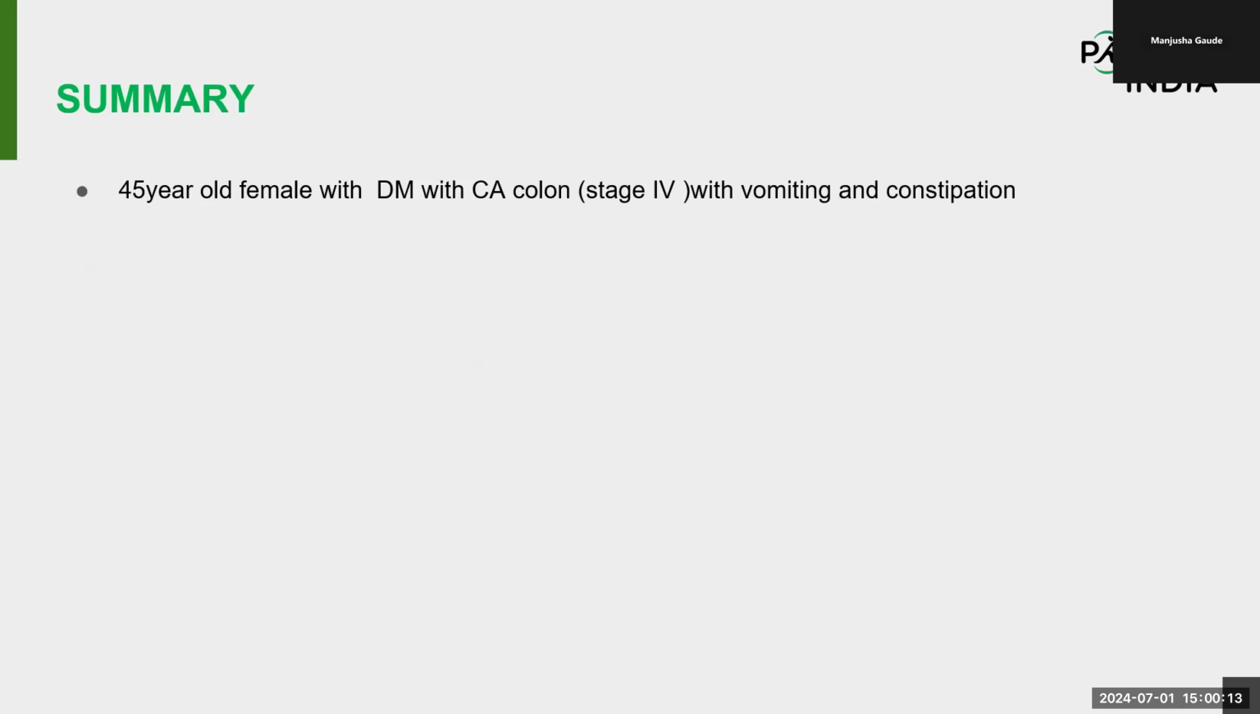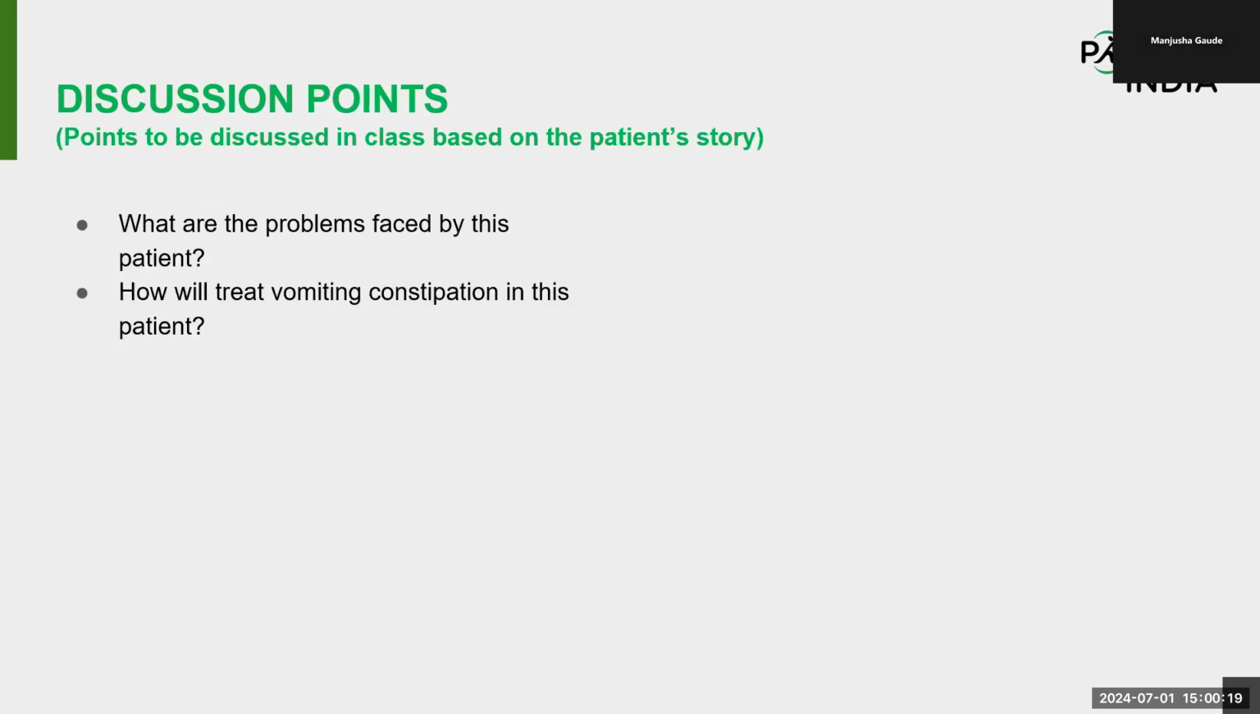Summary: 45-year-old female with DM with CA colon, stage 4, with vomiting and constipation. Discussion points: What are the problems faced by this patient? How will we treat vomiting and constipation in this patient?